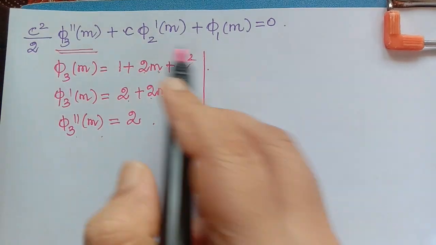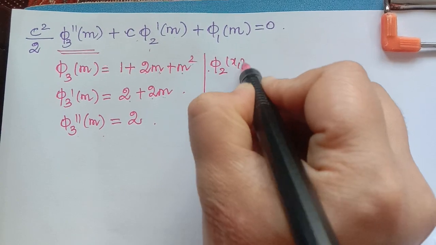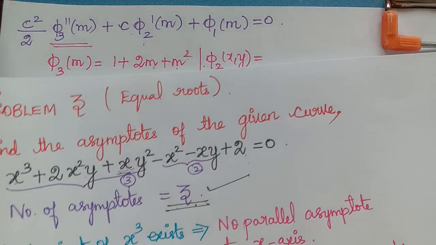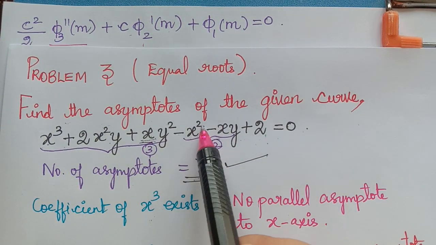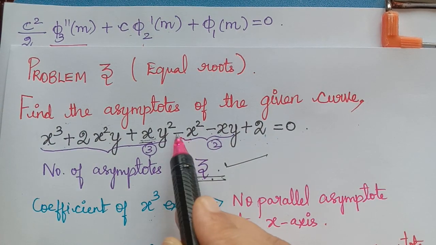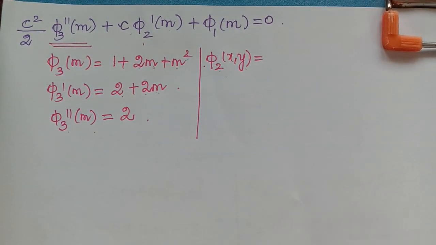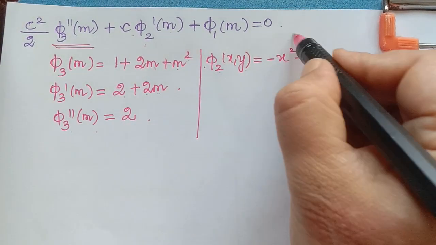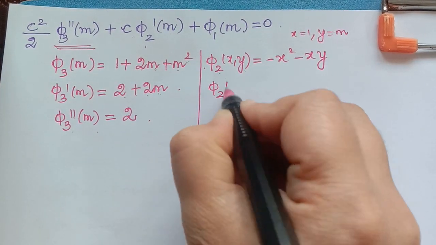In a similar way, we have to find phi 2 dash of m, for which first we have to write phi 2 of x comma y, that is all those terms with degree 2. So if you take the curve, what are the terms with degree 2? I have already given here. Minus x squared minus xy. You should take along with the sign, that is very important. So minus x squared minus xy. So we shall take that and write here minus x squared minus xy. Now in this you should put x is equal to 1 and y is equal to m in order to get phi 2 of m.